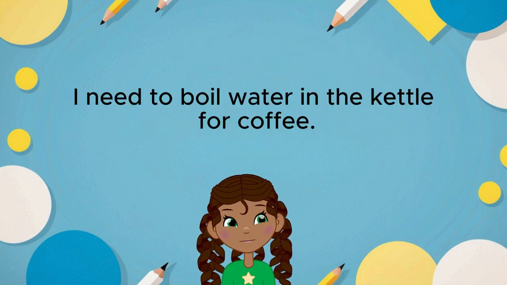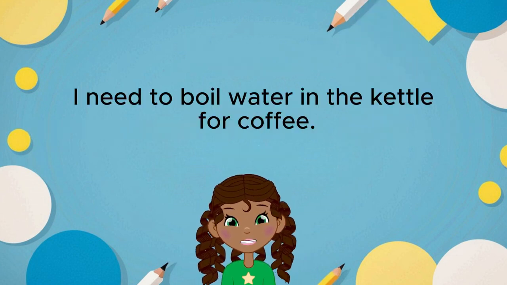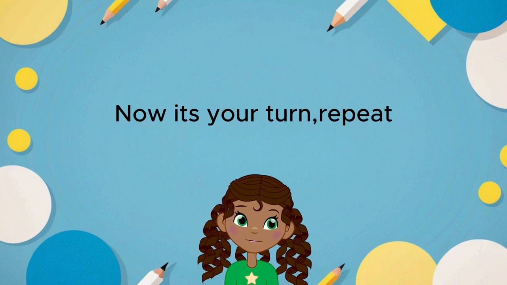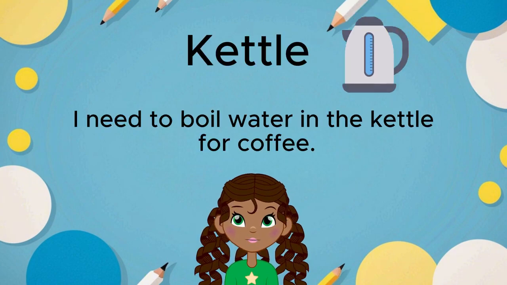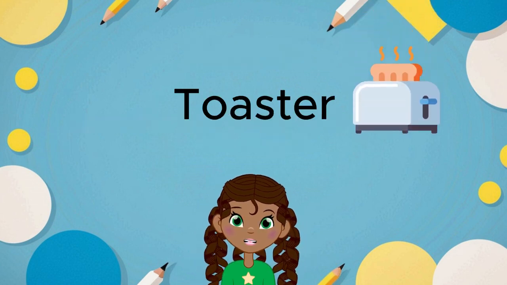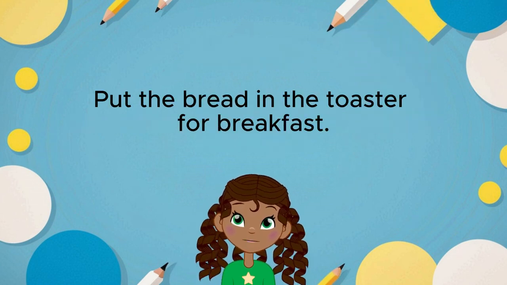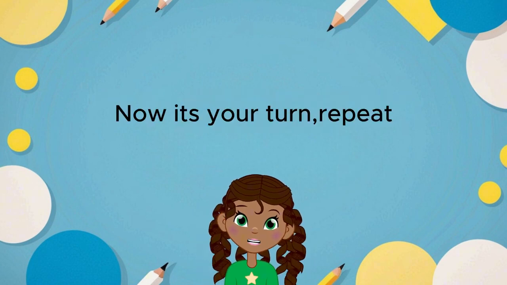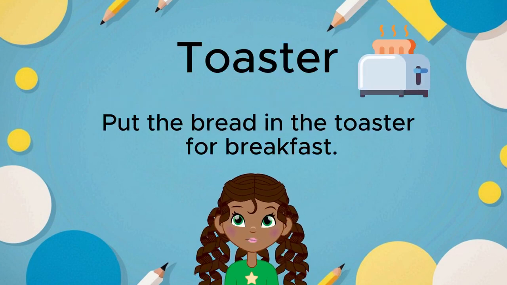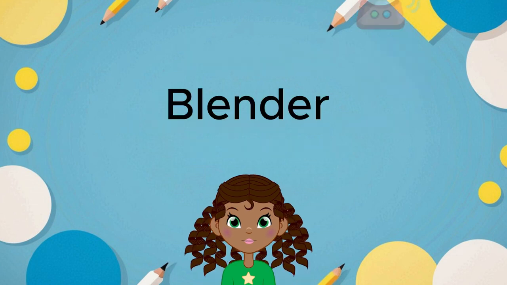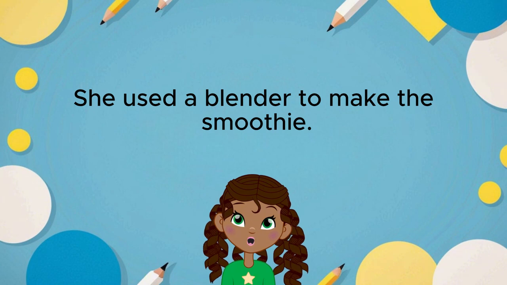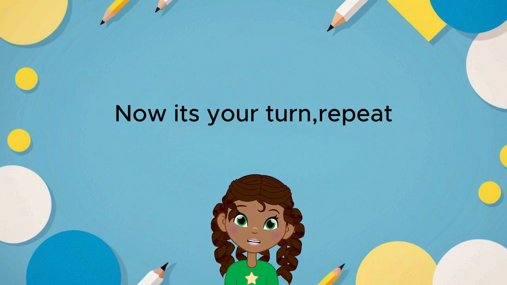Kettle. I need to boil water in the kettle for coffee. Now it's your turn, repeat. Toaster. Put the bread in the toaster for breakfast. Now it's your turn, repeat. Blender. She used a blender to make the smoothie. Now it's your turn, repeat.